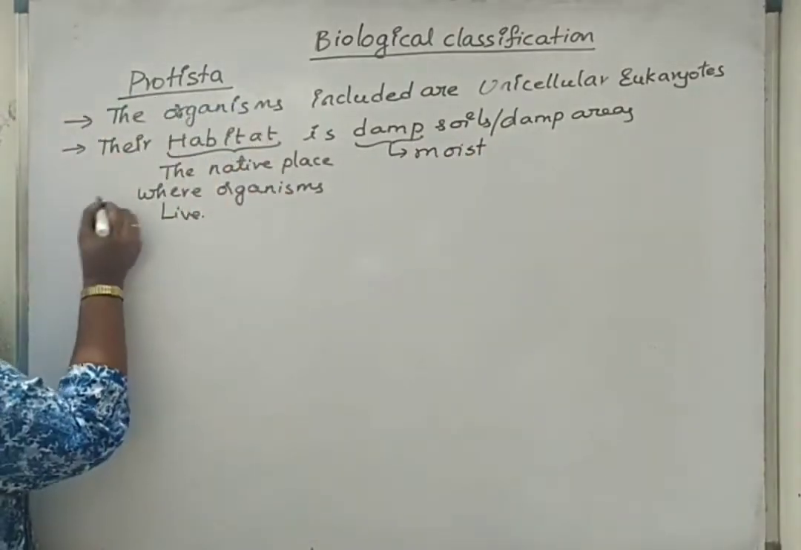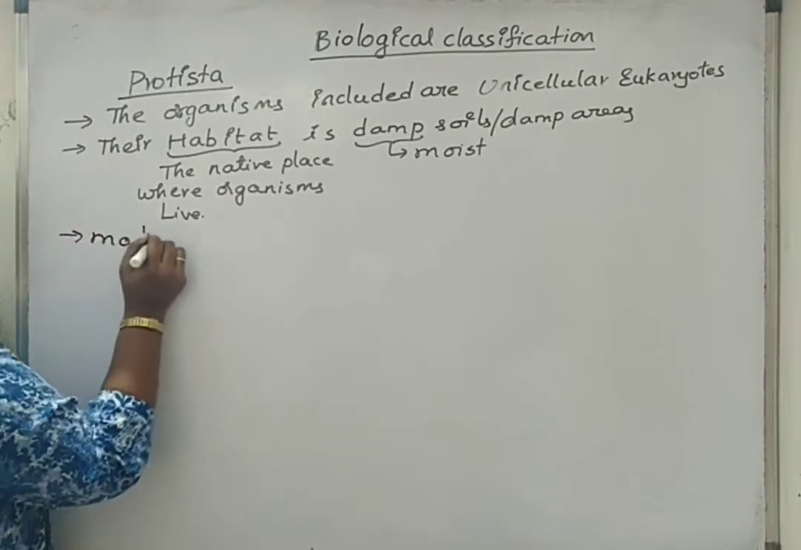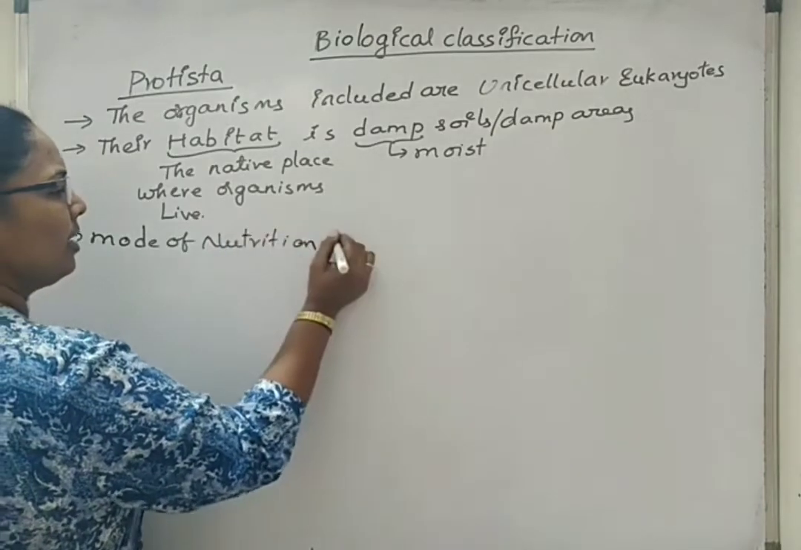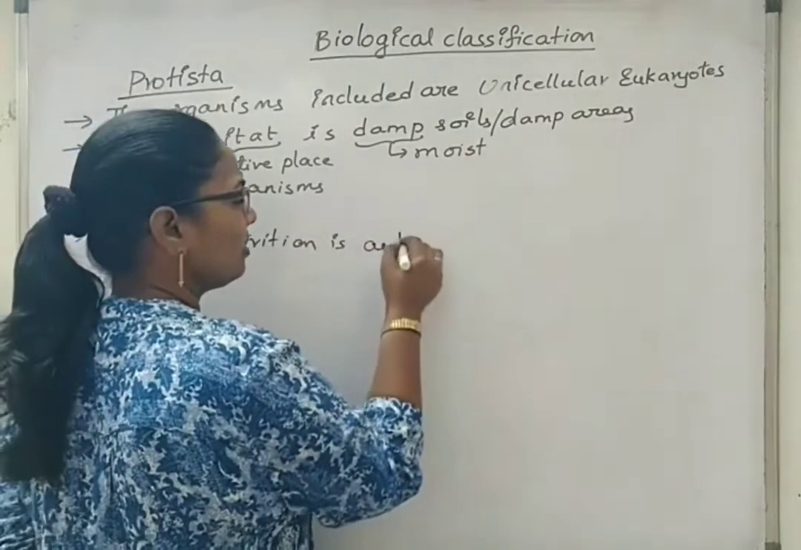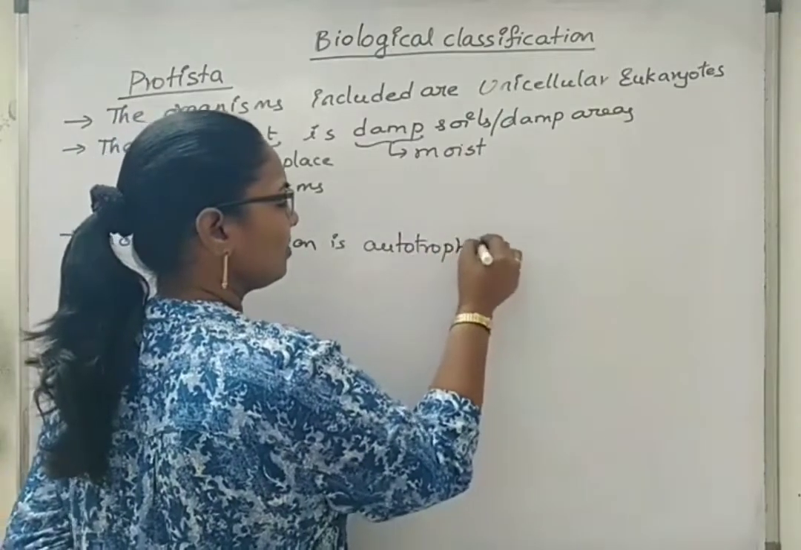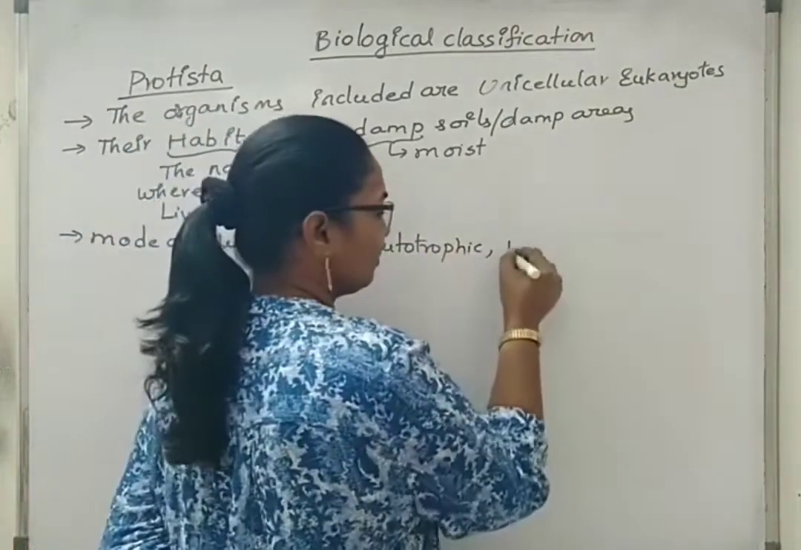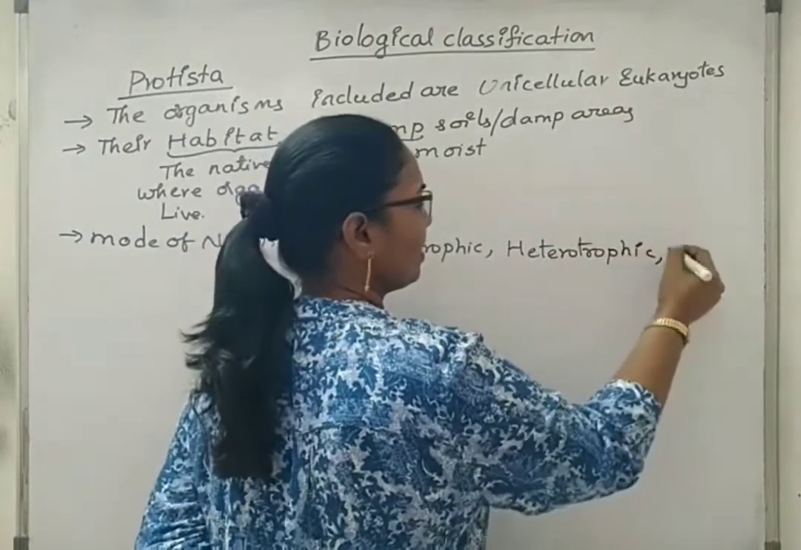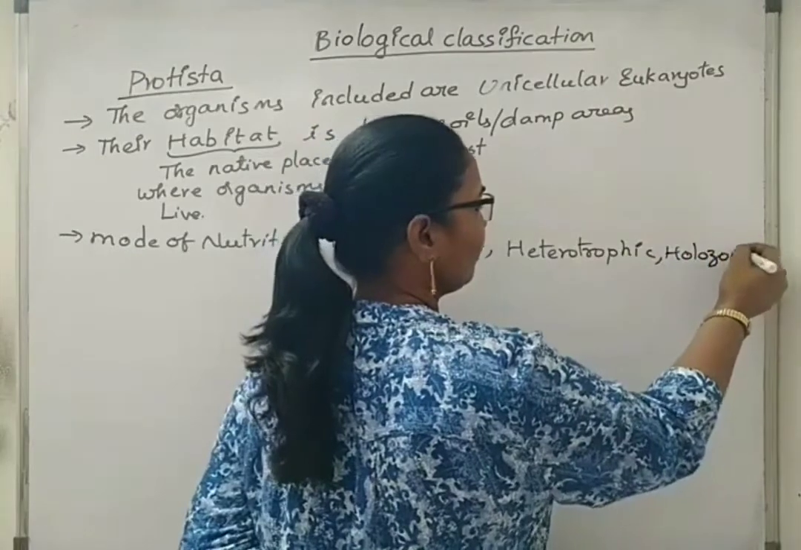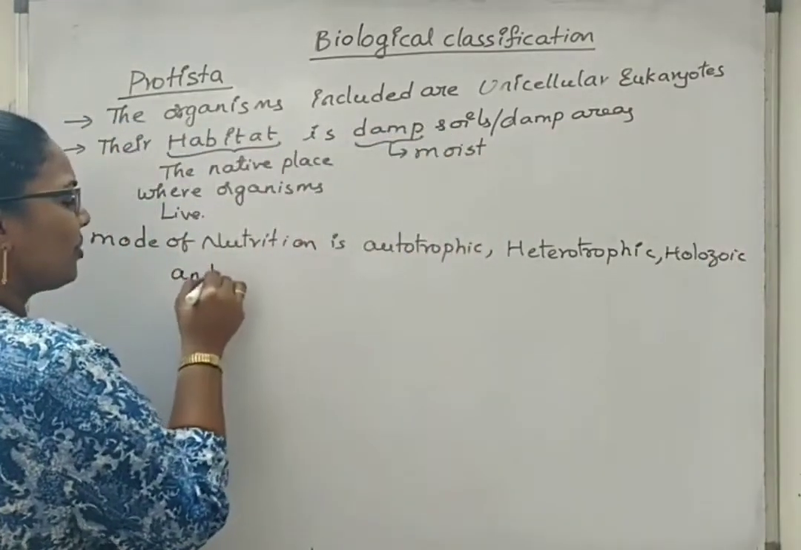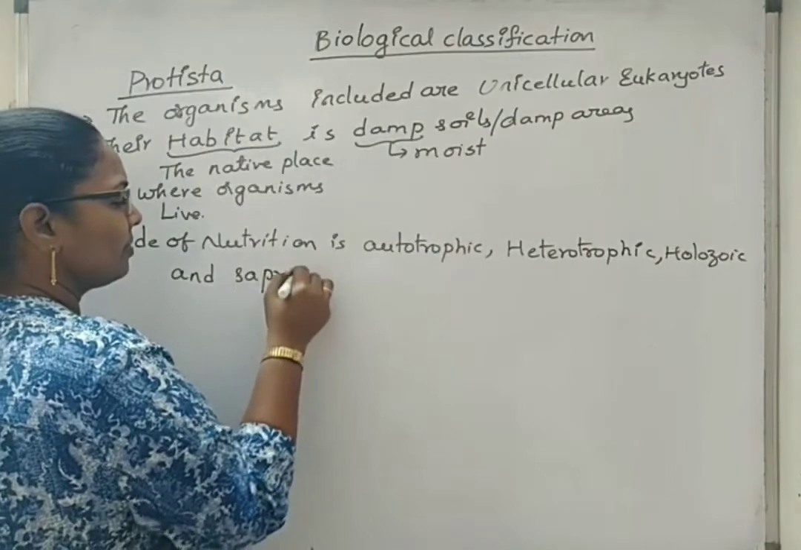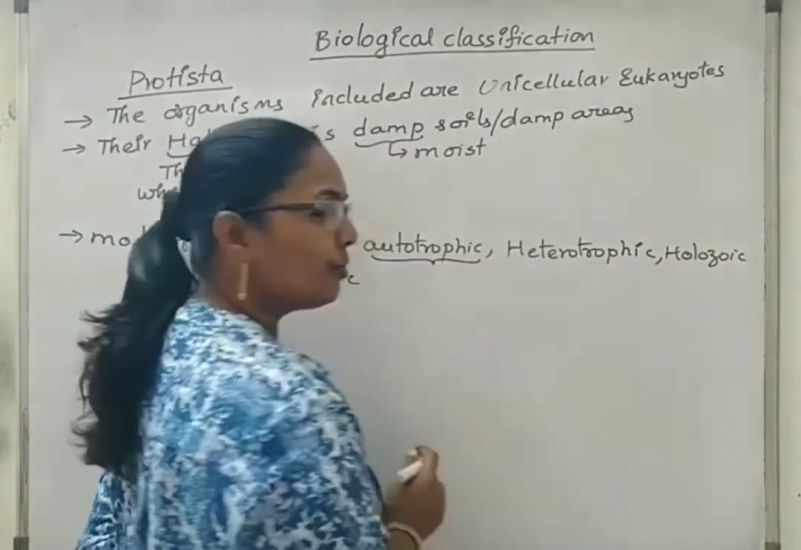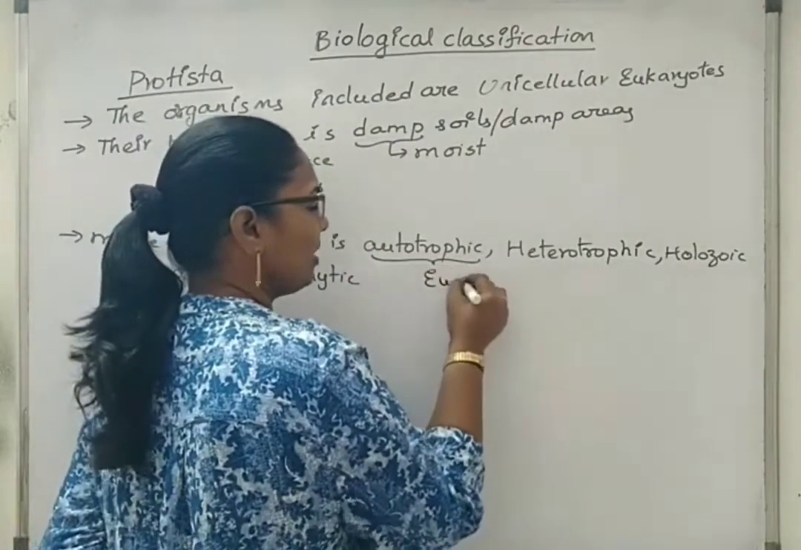Next, mode of nutrition. Mode of nutrition is autotrophic, heterotrophic, holozoic, and saprophytic. Autotrophic means they prepare their own food material. Here we can say it can be Euglena.